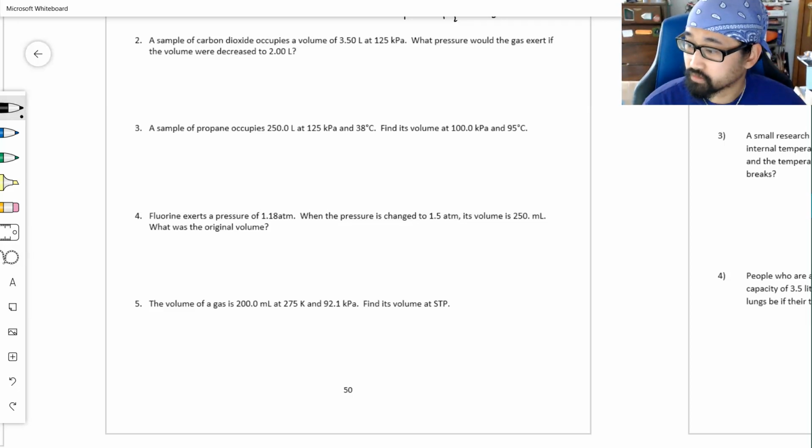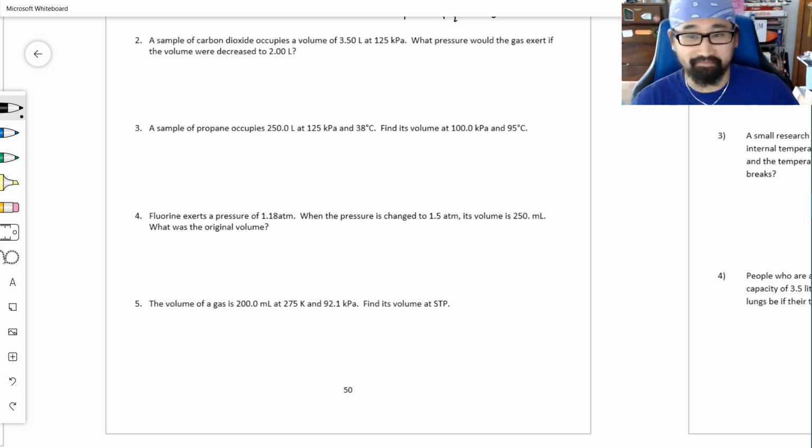Alright, chemistry. We're back at it after some snow days. I mean, Syracuse in March, February. Syracuse in the winter.